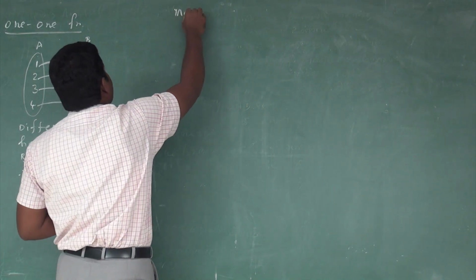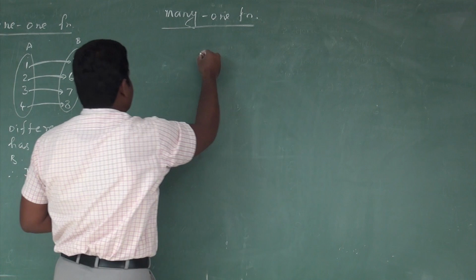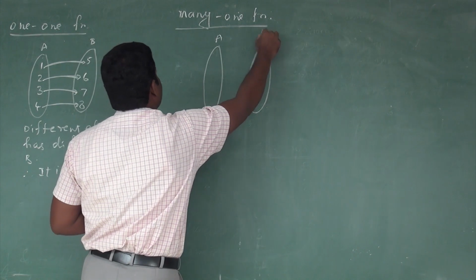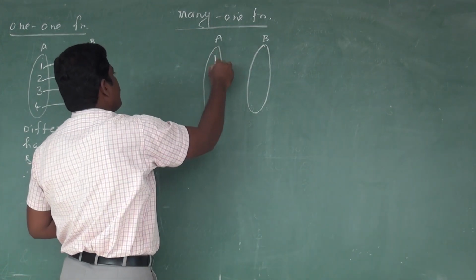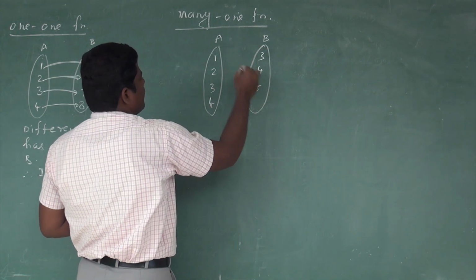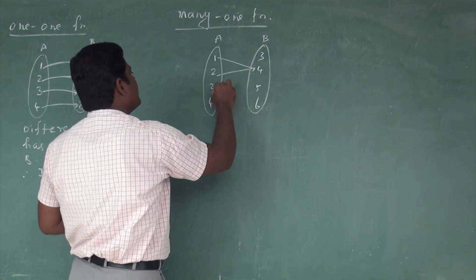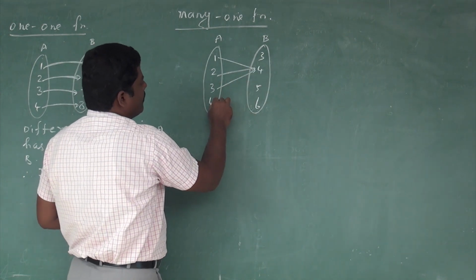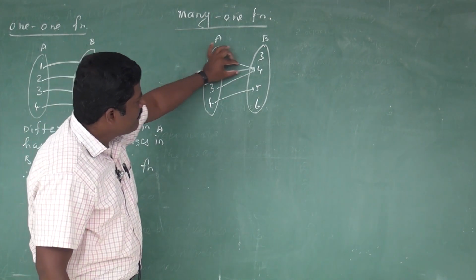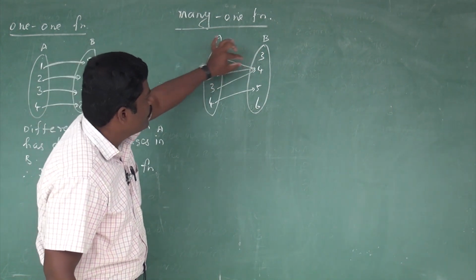Many-to-one function. You take an arrow diagram. This is the domain, this is the codomain. The domain name you take is A, the codomain name you take is B. You take some elements in A: 1, 2, 3, 4, and some elements in B: 3, 4, 5, 6. So 1 is mapped with 4, 2 is also mapped with 4, 3 is also mapped with 4, and 4 is mapped with 5. So three elements, 1, 2, 3, are mapped with the same image 4 in B, therefore it's a many-to-one function.